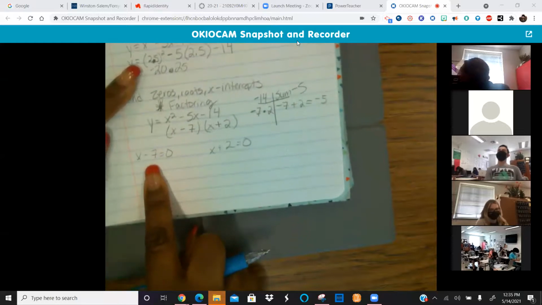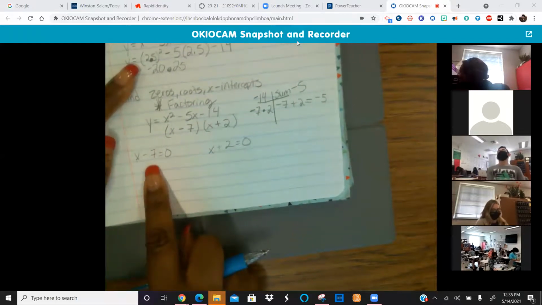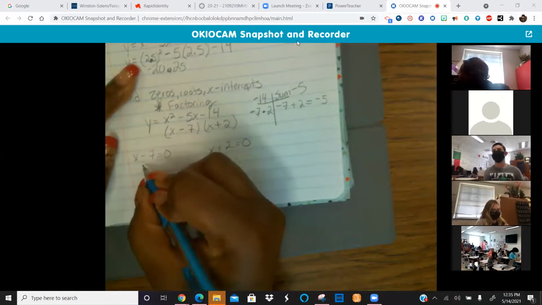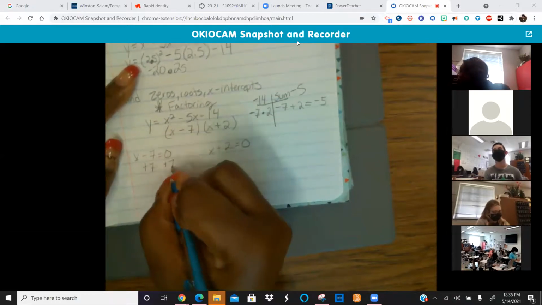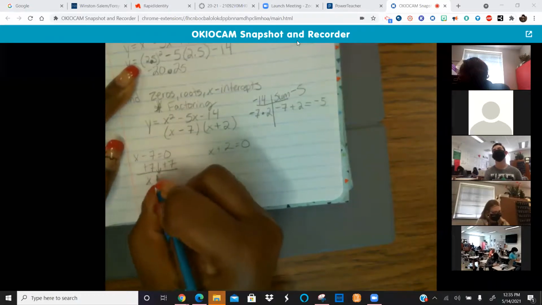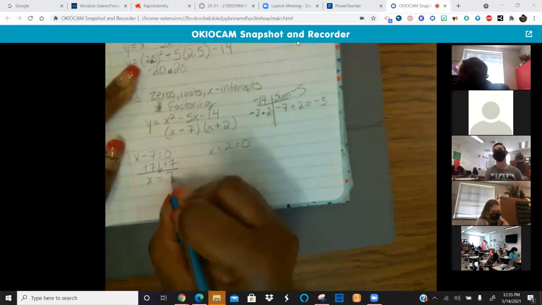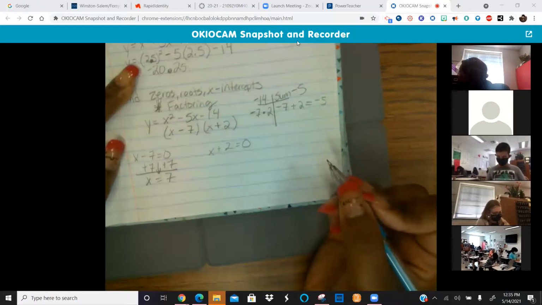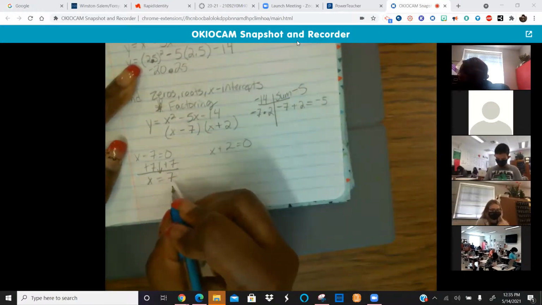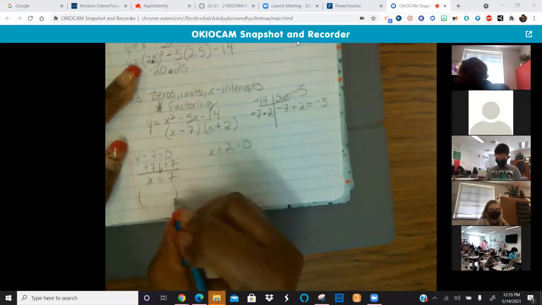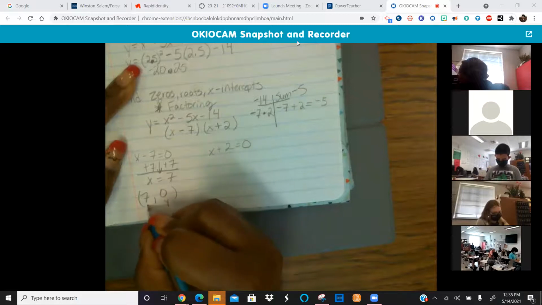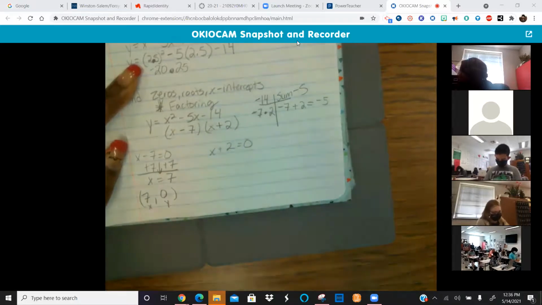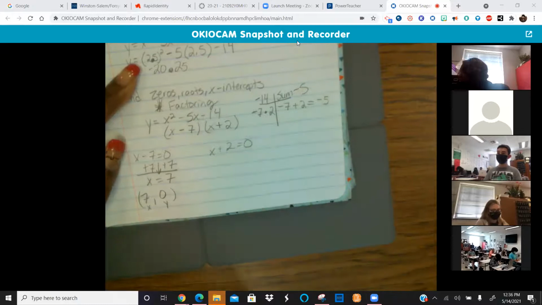So how do you solve for x here? What do you do to get x by itself? Very good. You're going to add 7 to both sides. So this makes x is equal to what number? 7. Okay. So the parabola crosses at 7, 0. Y is always going to be 0, okay? Because it crosses the x-axis. Any place it crosses the x-axis, your y is always going to be 0.